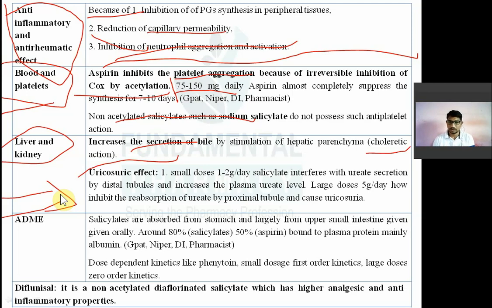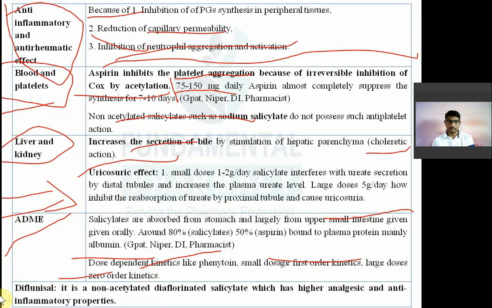Okay? Now absorption, distribution, metabolism and elimination of these salicylates. Salicylates are absorbed from the stomach. As they are very weak acids, they are completely absorbed from the stomach and upper part of your intestine. Around 80% of salicylate and 50% of aspirin are bound to plasma protein, mainly albumin. Albumin को bind करता है ये plasma protein को. Dose dependent kinetics like phenytoin. That means in smaller doses they will follow first order kinetics, in large doses they will follow zero order kinetics. They follow dose dependent or mixed order kinetics.